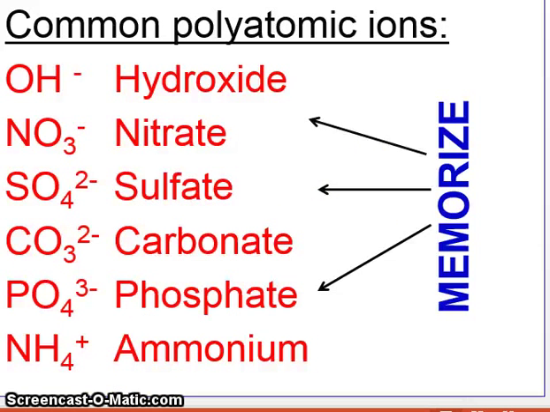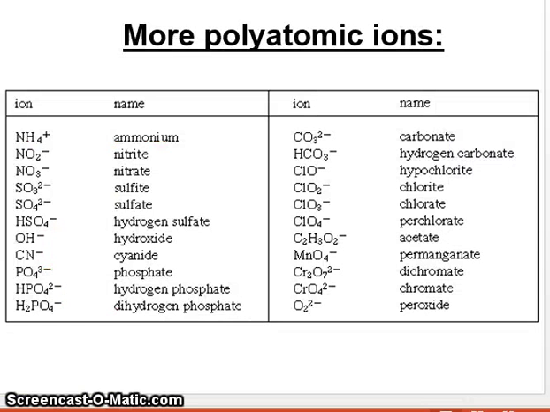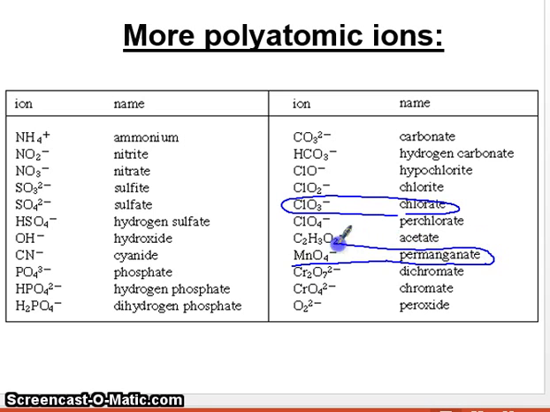Okay, there are more polyatomic ions. Obviously, these are not the only 6 in existence. The others, I don't want you to memorize. You don't have to memorize unless you want to impress some friends. But here they are. Some of them, for example, chlorate. Here's good old chlorate. Here is permanganate. This is a fun one, permanganate. I'd recommend memorizing that one.